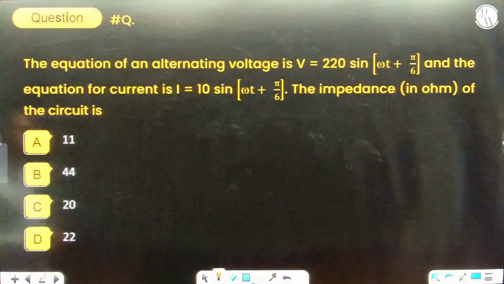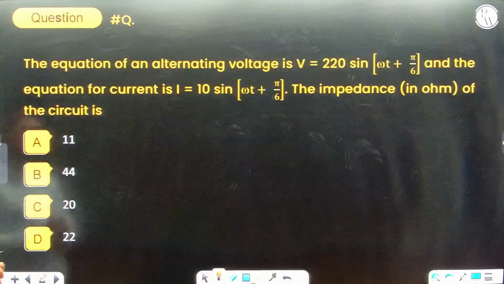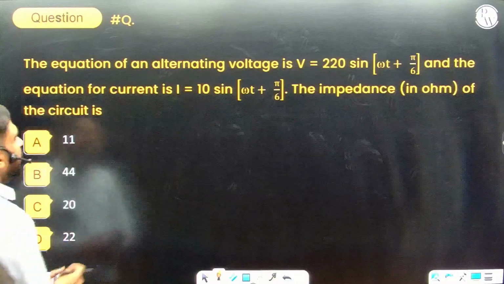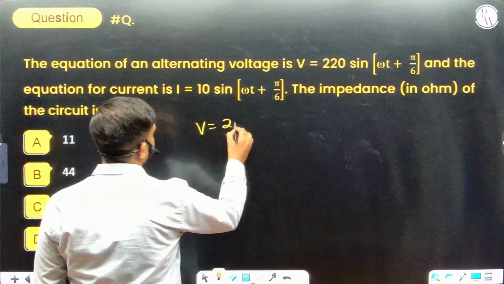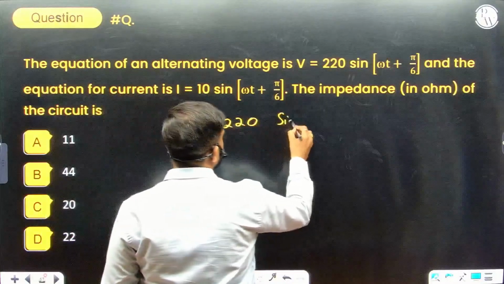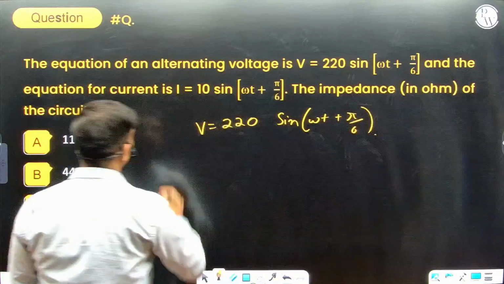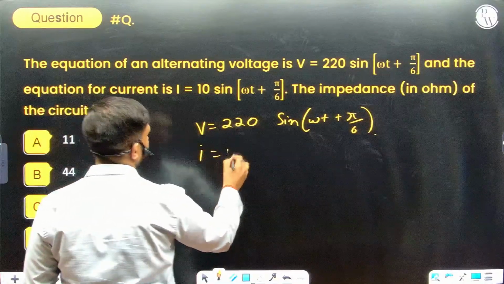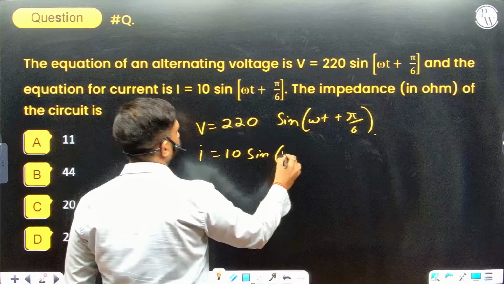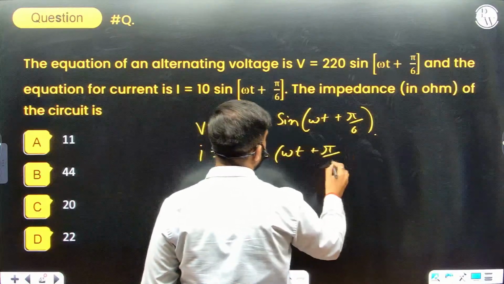Check. Let's take a question from the AC. The equation of an alternating voltage is given as 220 sin omega t plus pi by 6. The equation of current is given as 10 sin omega t plus pi by 6.